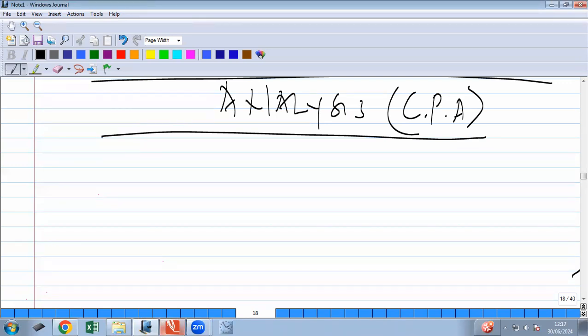Let us now bring in the ABC element. ABC under customer profitability analysis is used to allocate overheads to different customers or services.